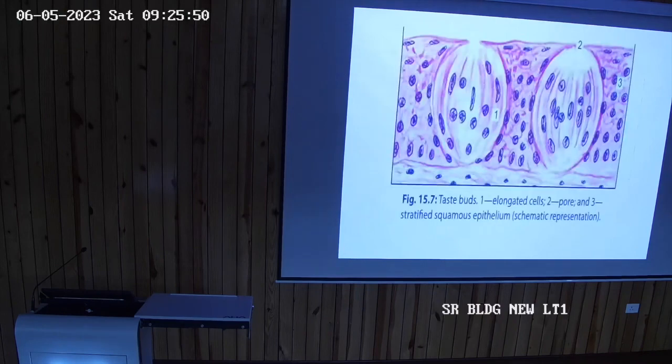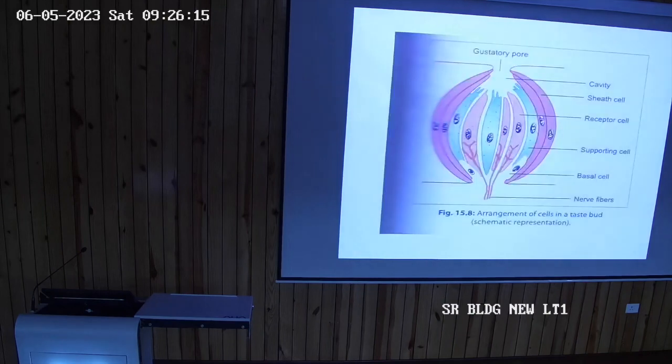Now look, this is the diagram of the taste buds. So how do we identify the taste buds? Between the epithelial cells, you will find flattened cells. Look here. All this is the epithelium. Between the epithelium, these slightly elongated cells are the taste buds.